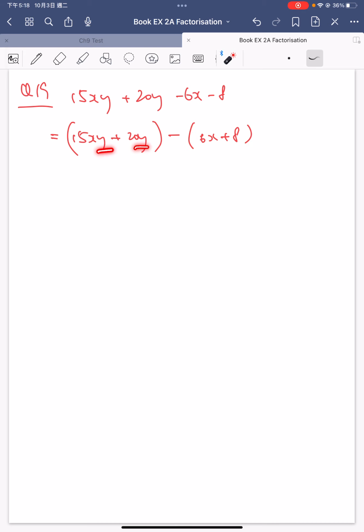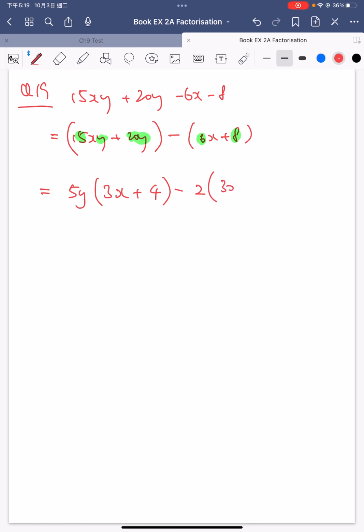So in here we have y as the common factor, 15 and 20 have 5 as the common factor as well. So you can take 5y out. Then 15 taken out by 5, we have 3, and we still have the x. And then 20 taken out by 5, we have a 4 left, and the y is being taken out as well. So for 6x plus 8, they're both even, so we have 2 as the common factor. Then what we are left with is 3x plus 4. Now we can see that 3x plus 4 is the common factor, so we take it out.